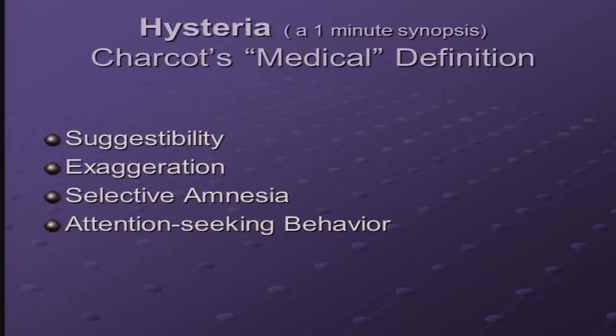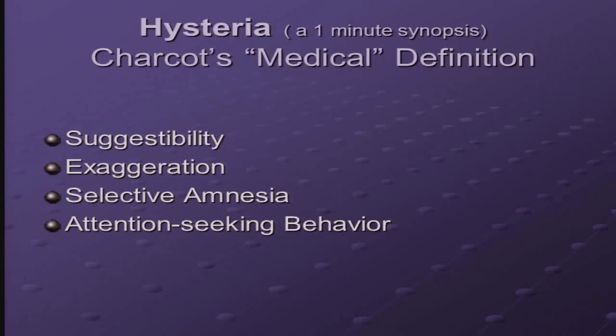as hysteria. In 1860, Jean-Martin Charcot, who was the most famous neurologist at the time, got interested in a group of people whose symptoms made no sense to him whatsoever. They'd be paralyzed in their left arm one day, they'd be paralyzed in their right leg the next day, they were blind the third day. He was absolutely convinced that this was due to a neurological lesion, but he could never find the lesion. He finally gave up and said, well, this is psychological, but being a brilliant diagnostician, he said that this is symptoms of suggestibility, exaggeration, selective amnesia, and attention-seeking behavior.